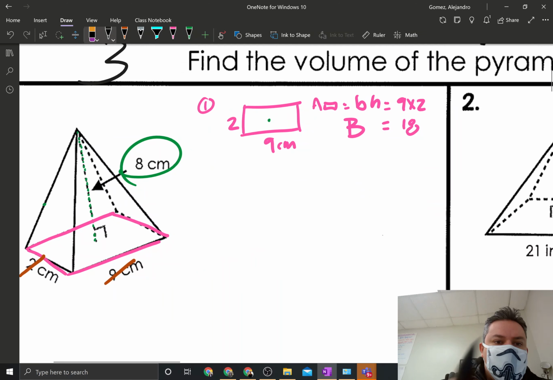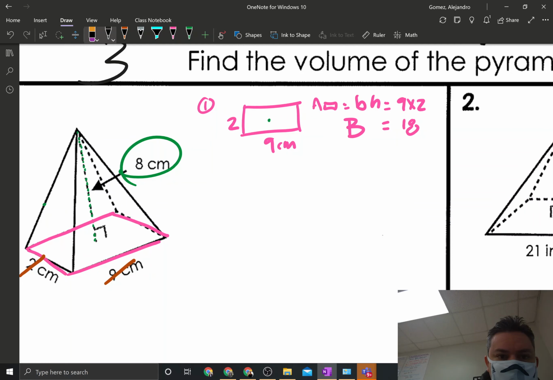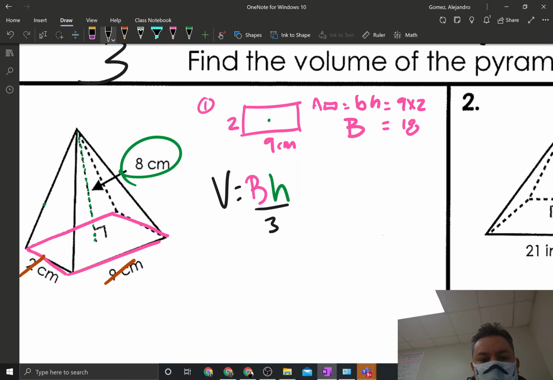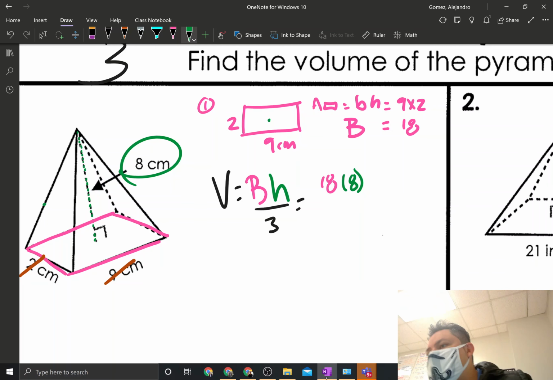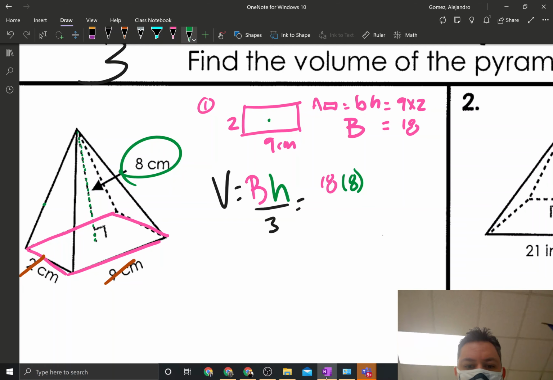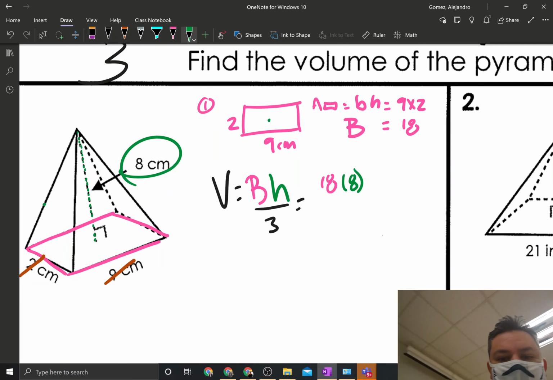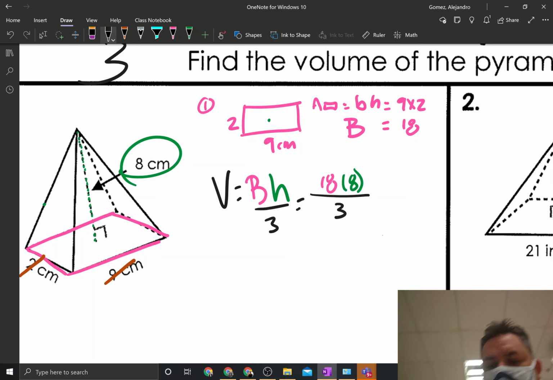So now I'm going to rewrite my volume formula, which is the uppercase B times the height of the pyramid, and then I'm going to divide by 3. That's the extra step that I've got to do. I already know the big B, the pink B, which is 18. I know the height of the pyramid, which I'm going to multiply by, which is 8. And I also know that the last step is to divide by 3. So I'm just going to multiply the two numbers and divide by 3.